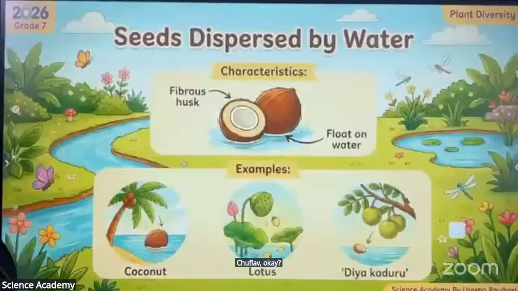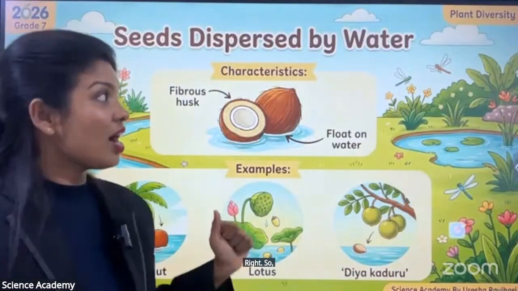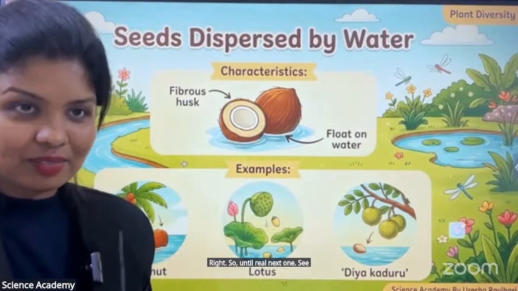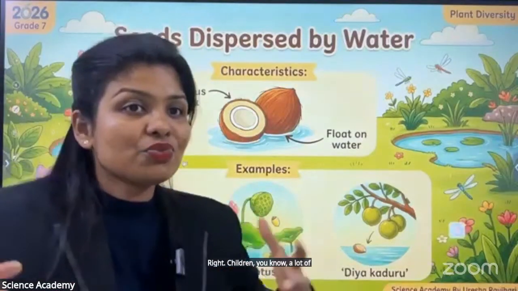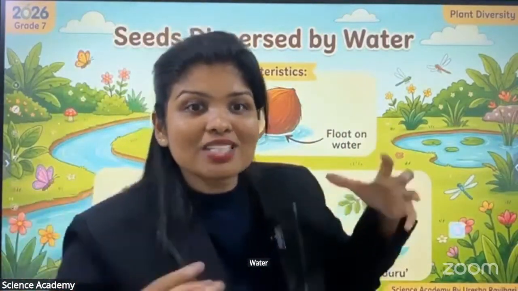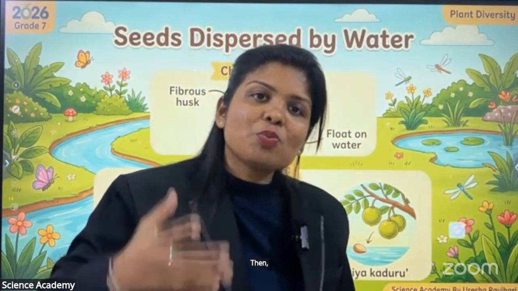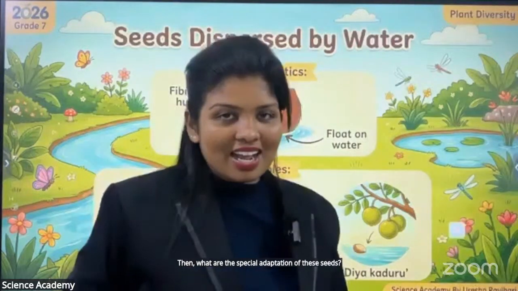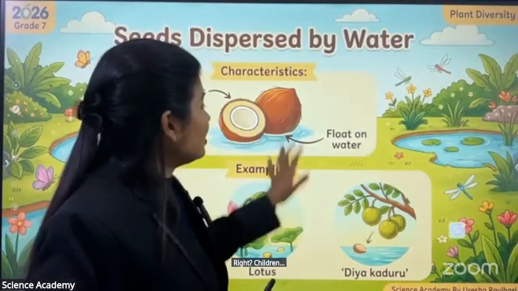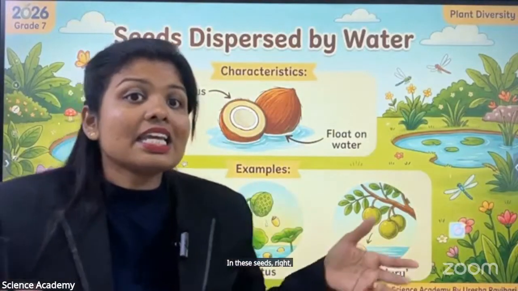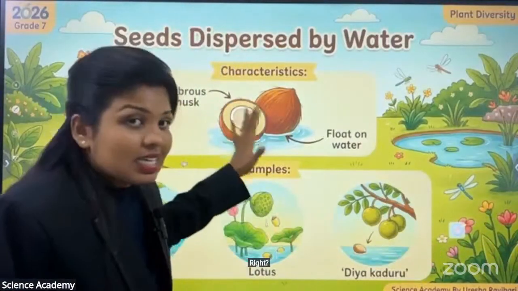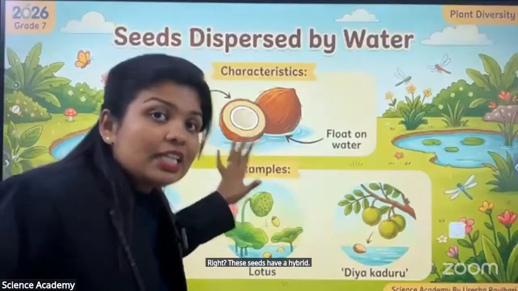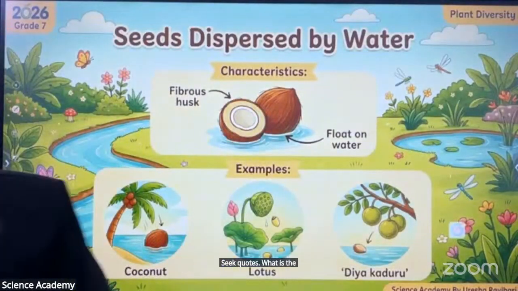Okay? Right. So children, next one, seed dispersed by water. Children, you know, a lot of seeds are transferred or dispersed by water. So what are the special adaptations of these seeds? In these seeds, there are seed coats with a fibrous portion. These seeds have fibrous seed coats. What is the reason for having fibrous seed coats?